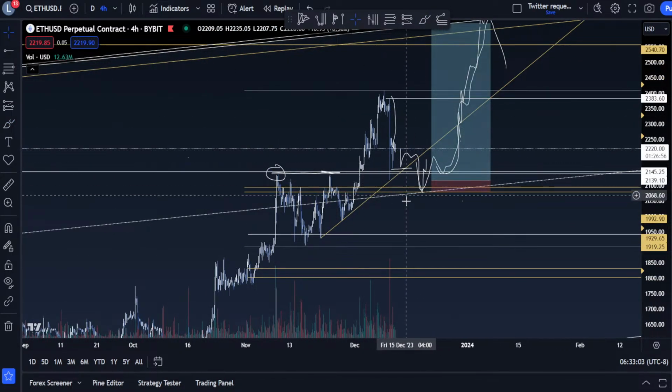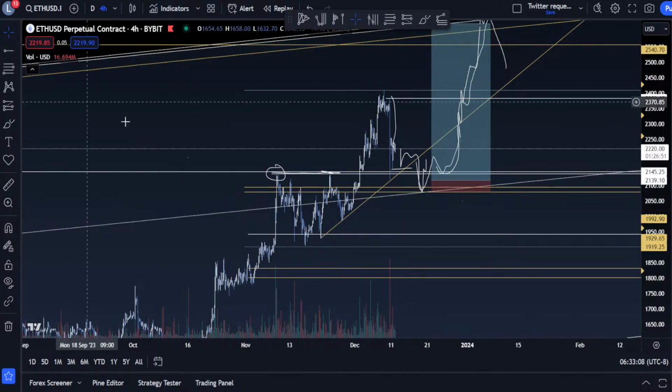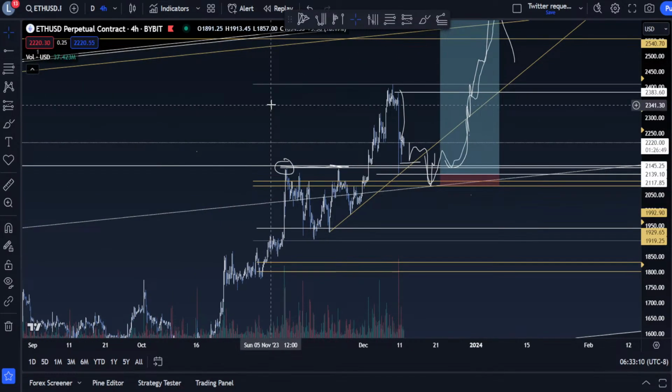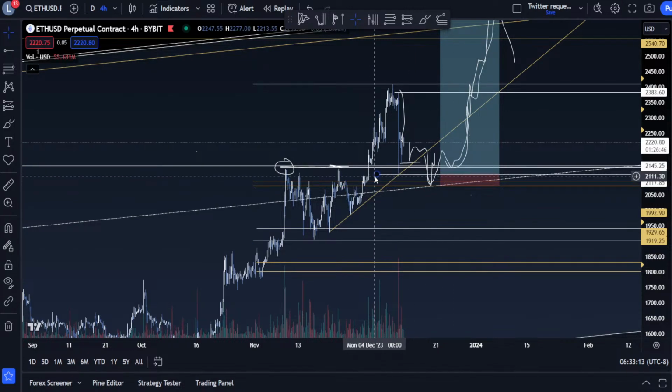And that would just be, if we just break down, I look for lower. If we do sweep and reclaim this wick, then I'd be interested in taking a long there.